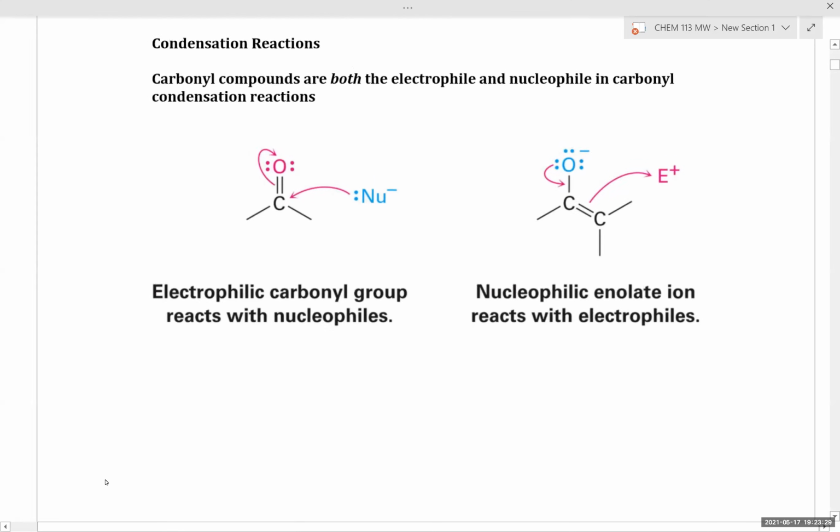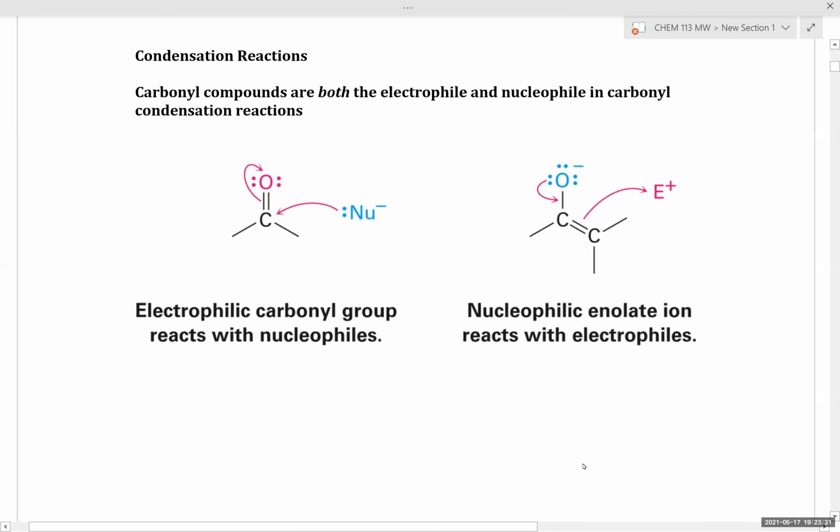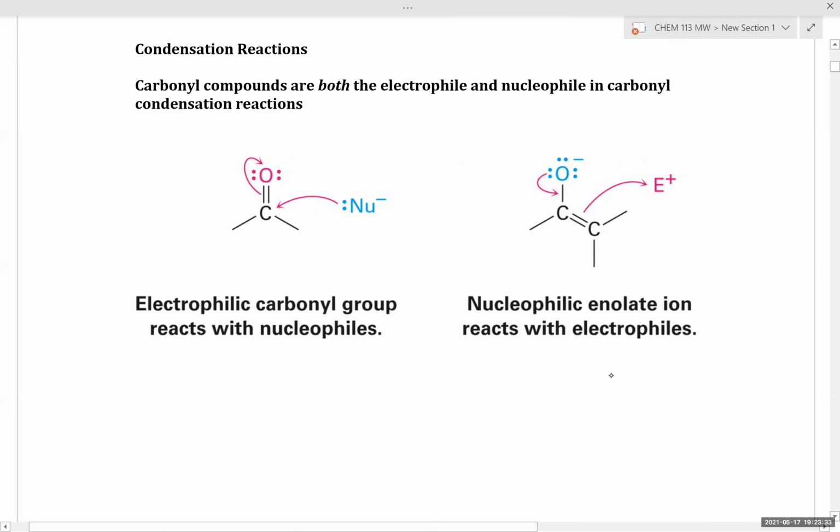So let's review for a moment. When we think about carbonyls, it's important to note that depending on the reaction conditions, your carbonyl can serve as an electrophilic or nucleophilic functionality. When you have your normal carbonyl, your carbonyl carbon is electrophilic and it can react with many common nucleophiles via carbonyl addition reactions. So this is our carbonyl.